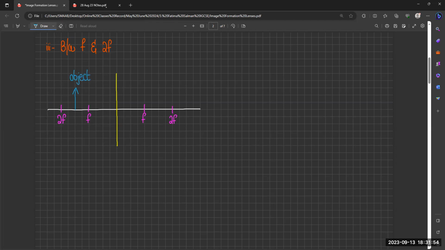And now we have to identify the ray diagram for this object. One ray will always move parallel to the axis, and the second one will move through the center. So the first one will always pass through the focus. And the next one will pass through the center.